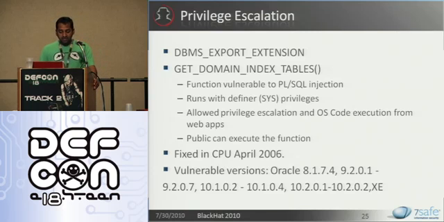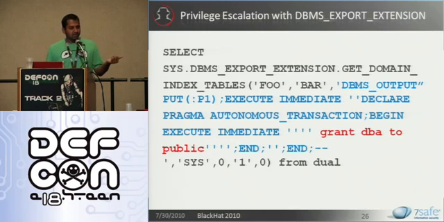Public can execute this function. This flaw is fairly old now. It was fixed in the CPU of April 2006, and these are the vulnerable versions. And sadly, there are no more functions known. As I said, advisories have been published saying these functions are vulnerable, but the exploit codes are not known. And this is one particular exploit which is very popular, and all Oracle exploitation tools actually rely on it. So this is how the exploit looks.